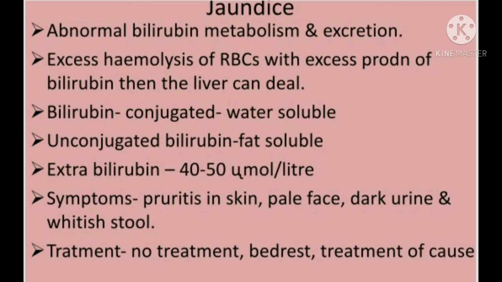Now moving on to the first point under jaundice. Jaundice is the abnormal bilirubin metabolism and excretion. When there is an abnormal increase or decrease in bilirubin production, bilirubin being a pigment secreted from the liver, and the doctor sees abnormality in the production of bilirubin and its excretion too, then this condition is called jaundice.